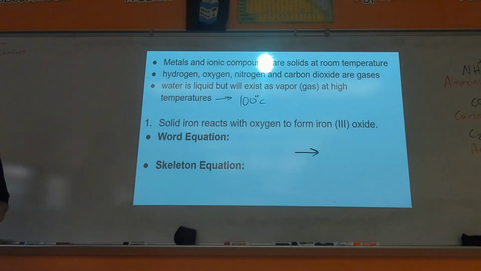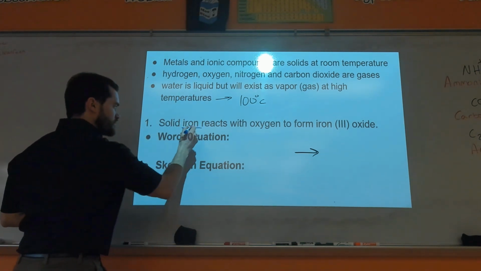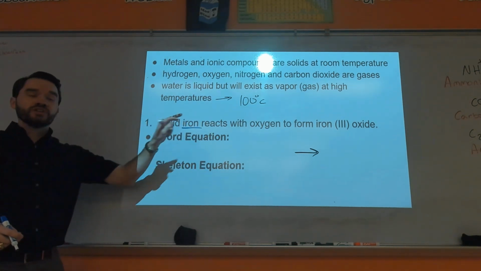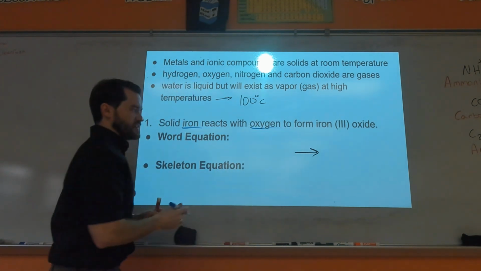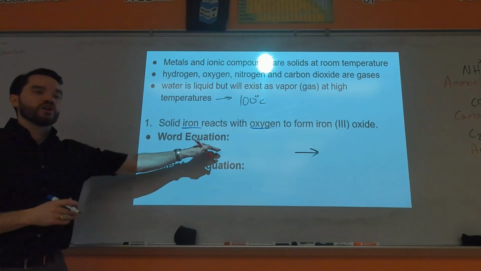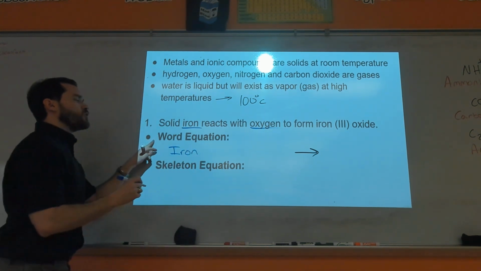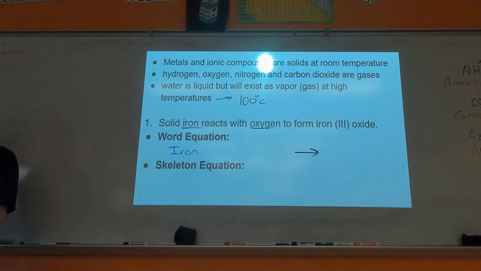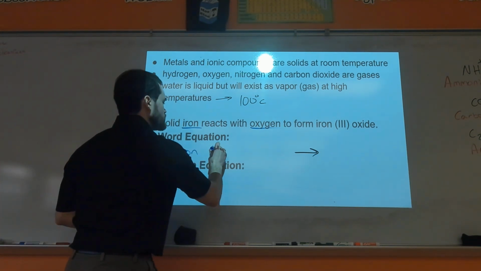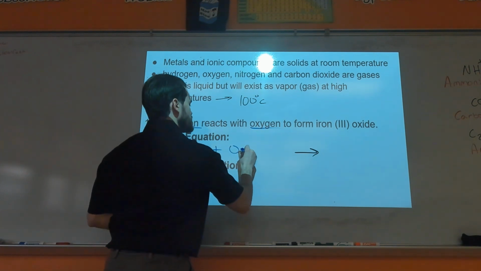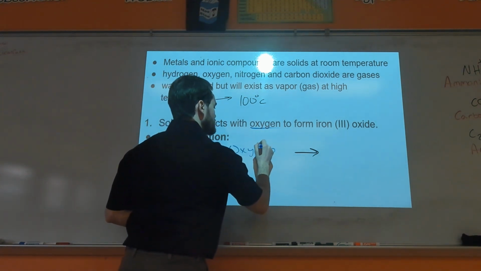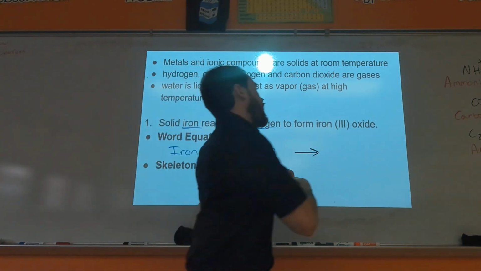So let's do reactants first. What would be our reactants here? Iron and oxygen. Yes, solid iron reacts, so look for that buzzword, reacts with oxygen. So what you're going to write in words for those reactants is iron. Whenever you're writing the word equation, you don't need to include the states of matter. You would just say iron, then the plus symbol, plus oxygen, yields or produces, then your products.